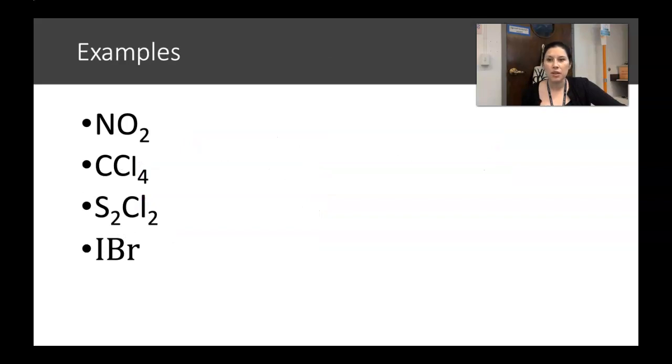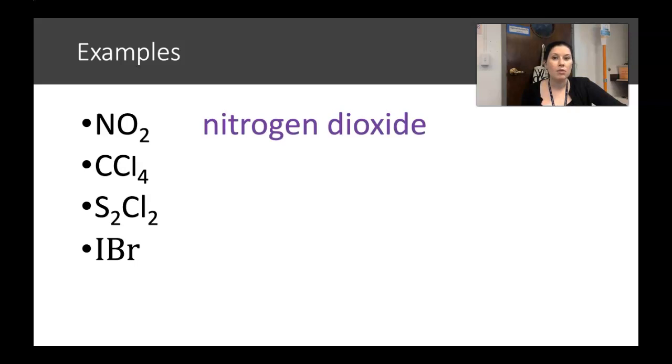Okay, so first one, NO2. All right, so we're going to name our first element, nitrogen. We're going to name our second, oxygen, change that ending to IDE, so oxide. Now we add prefixes. We have just one nitrogen, but do we put mono on the first element? No. So it's just going to be nitrogen. Then I have 2 oxygens. It will be nitrogen dioxide.